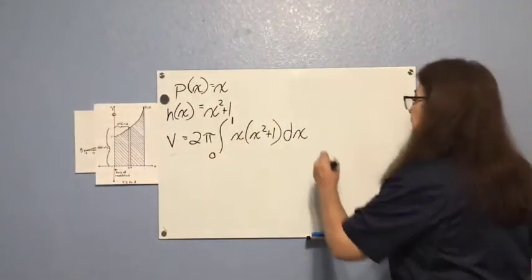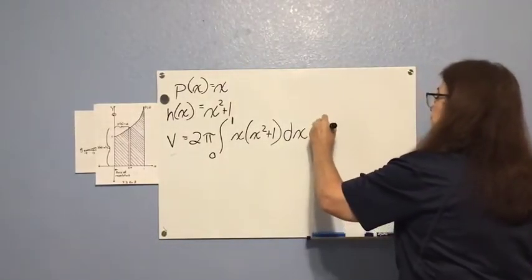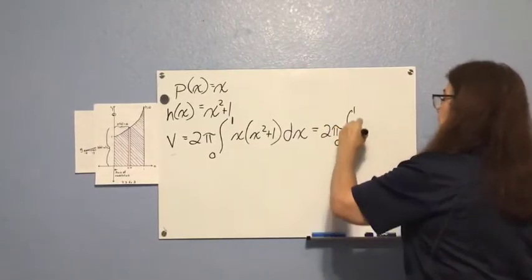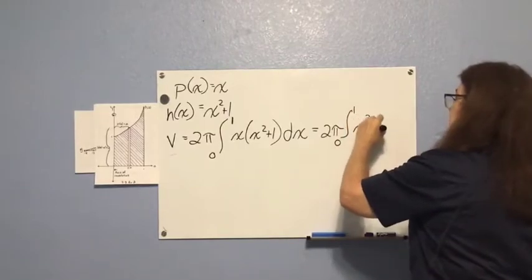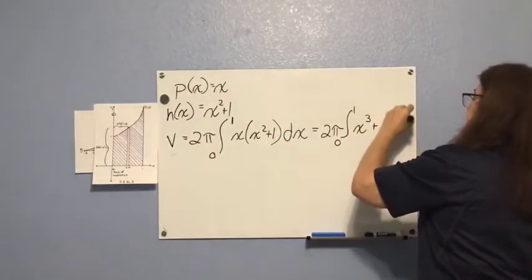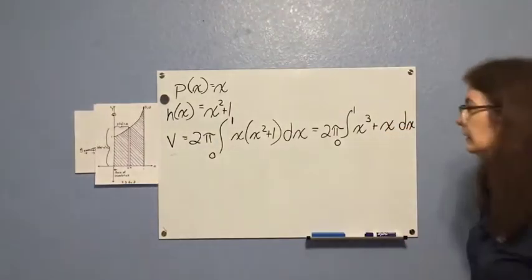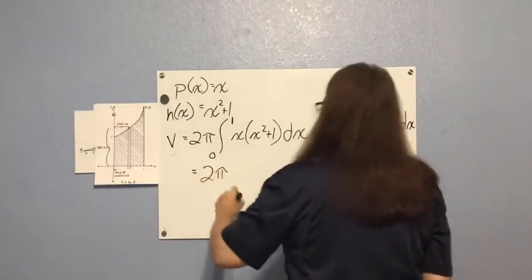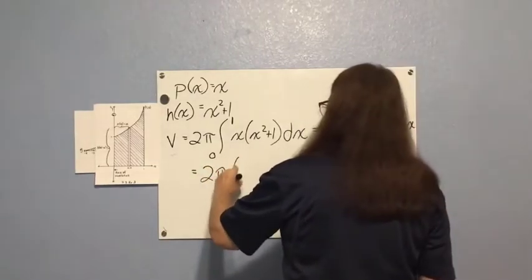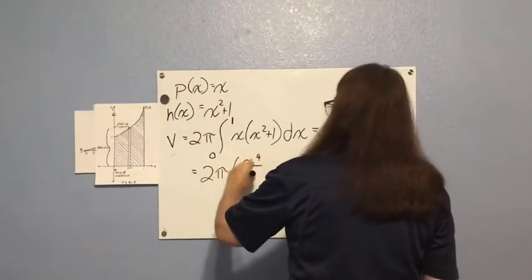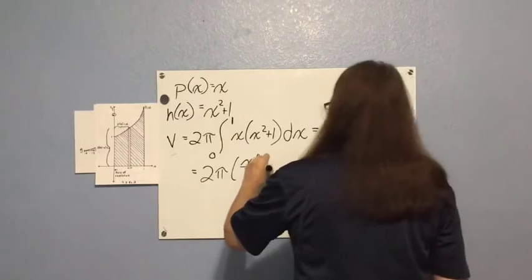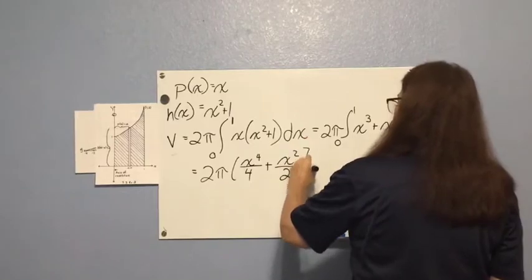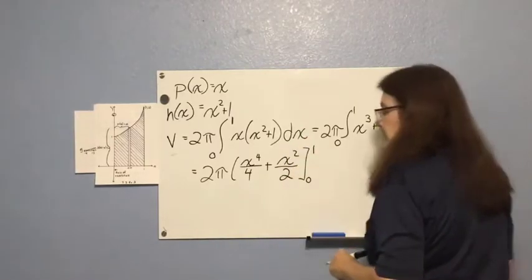dx. Okay, so if we multiply that out, we end up with 2 pi times the integral from 0 to 1 of x cubed plus x dx. Now I integrate, and I get 2 pi. The x cubed becomes x to the 4th over 4, and the x is now x squared over 2, and we're evaluating from 0 to 1.